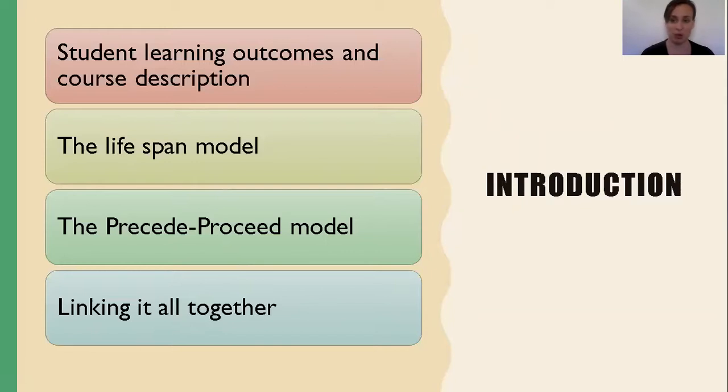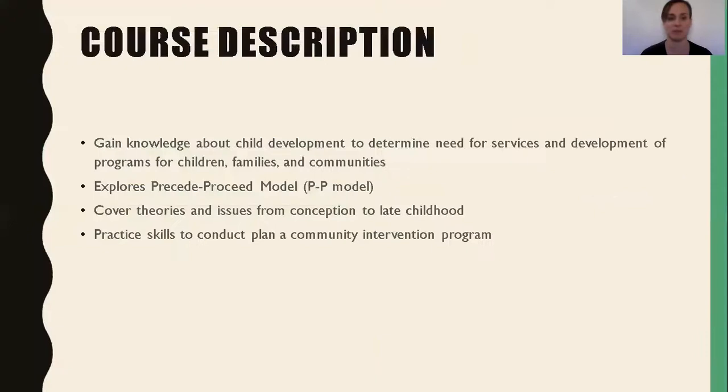But because this is 302, we're really more concerned with the PRECEDE phase. So we're looking at it as a whole, but we're mostly concerned with the PRECEDE section. And then at the very end, they hope to link it all together. Why are we studying lifespan development? Why do we care about how children develop? And how can we use the PRECEDE-PROCEED model in order to affect their development?